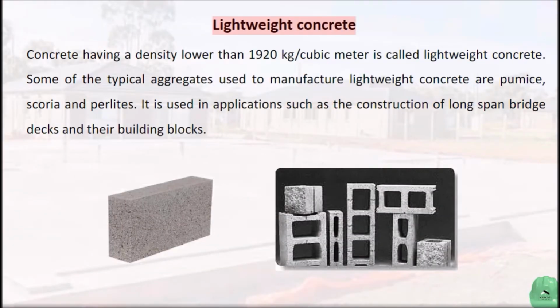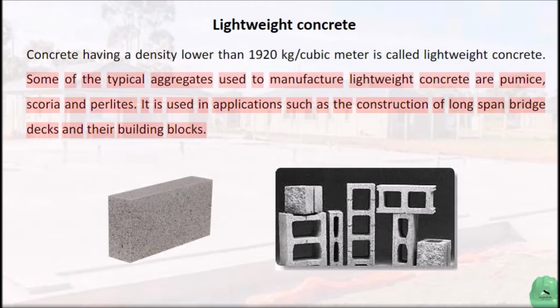Lightweight concrete. Concrete having a density lower than 1,920 kilograms per cubic meter is called lightweight concrete. Some of the typical aggregates used to manufacture lightweight concrete are pumice, scoria, and perlites. It is used in applications such as the construction of long-span bridge decks and their building blocks.